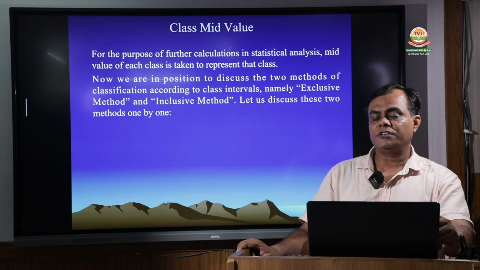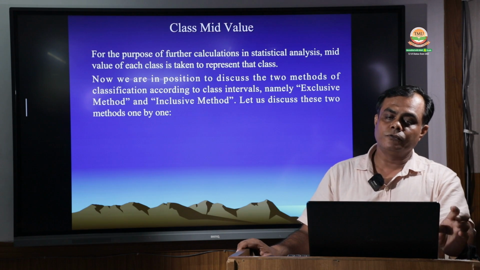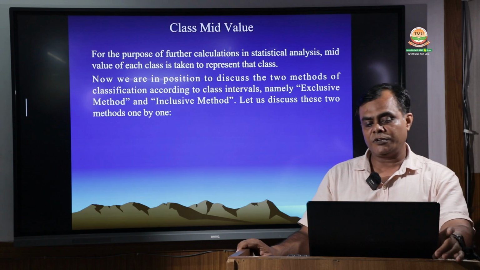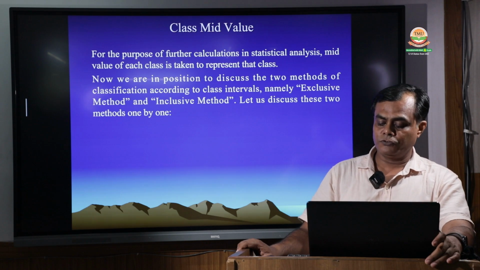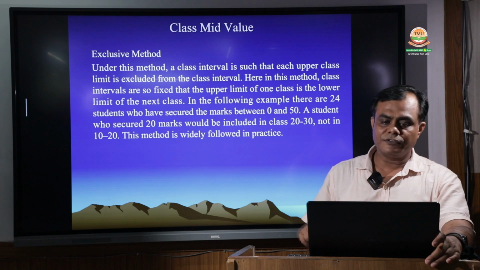Now we are in a position to discuss the two methods of classification according to class interval, namely the exclusive method and the inclusive method. Let us discuss the two methods. For the calculation of mid value, we are using the exclusive method and the inclusive method. That is given in another slide.